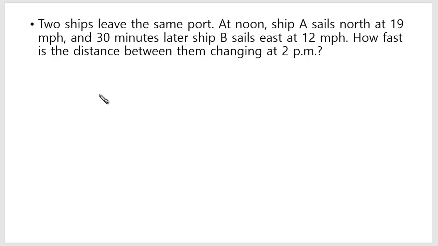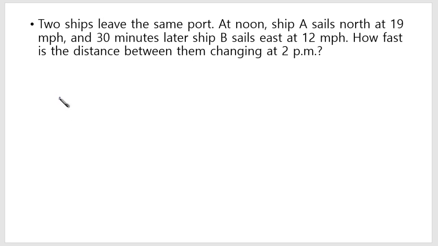Two ships leave the same port. At noon, ship A sails north at 19 miles per hour, and 30 minutes later, ship B sails east at 12 miles per hour. How fast is the distance between them changing at 2 p.m.?